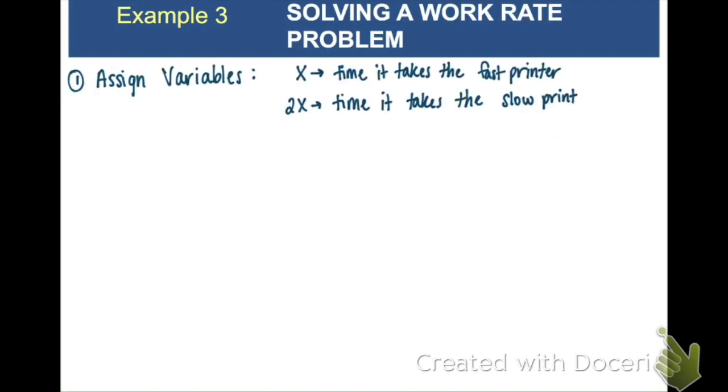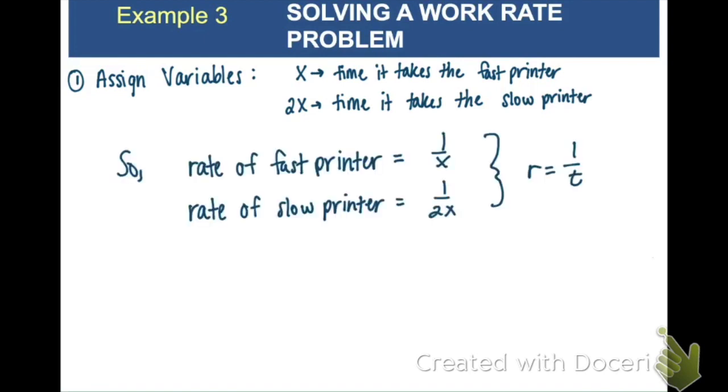Okay, the first thing we need to do is assign variables. I have x as the time it takes the fast printer to do the job, and 2x as the time that it takes the slower printer to do the job, because the problem said that it takes 2 times the amount of time that the fast one takes. Next, we're going to use the equation R equals 1 over T to find the rate of each of our printers. So the rate of our fast printer is 1 over x, and the rate of our slow printer is 1 over 2x.